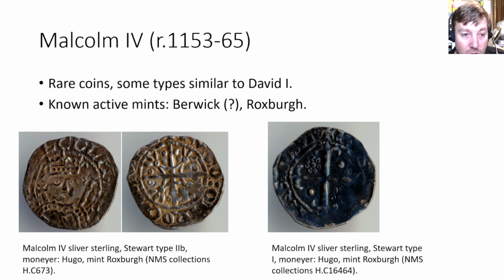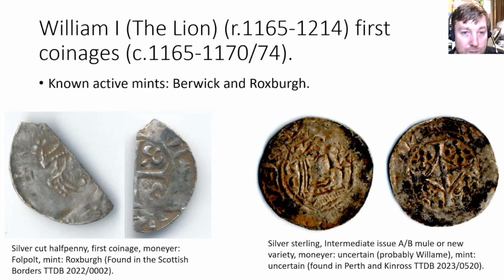And so moving on now from Malcolm, we move on to William the Lion, Malcolm's younger brother, who succeeded him as King of Scots in 1165. And William's reign is quite interesting. Not only was it quite long, as we shall see, he also had lots of different types of coins. And these are divided into first, second and third coinages. And I shall detail these as we go through the types.